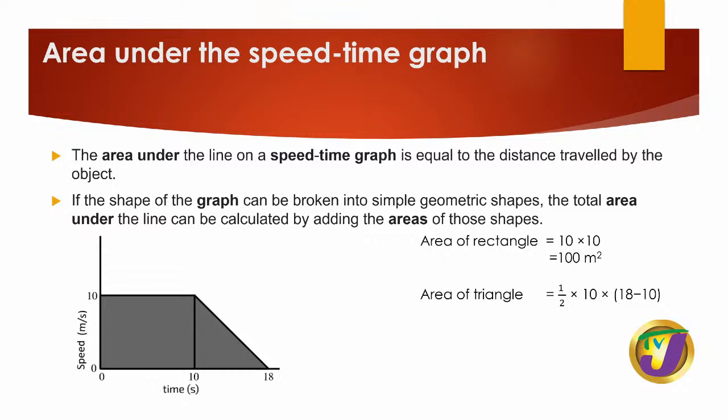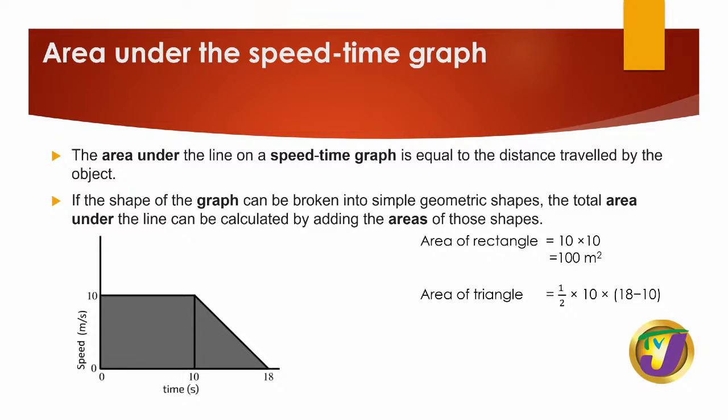We are subtracting 10 because the total amount of time spent would have been 18, and we want to find just a portion of that 18, which would be between 10 and 18. So in order to find that, we subtract 10 from 18, as we are focusing on the triangle only.